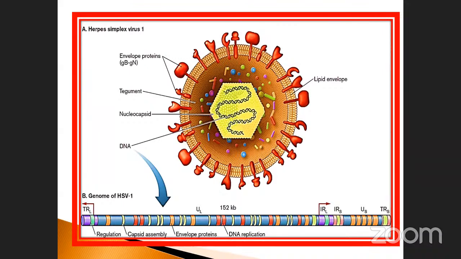The DNA molecule is already in our level. It's nothing but the double-stranded molecule. Helical structure is there. The structure is isolated and given like this. This is the entire exact structure of the DNA molecule. Here the regulation, capsid assembly, envelope protein, DNA replication, all those things are present, linearly arranged. Already you know all the genes are arranged in a linear manner. Already you studied those things also, isn't it? This is very, very important, my dear students.